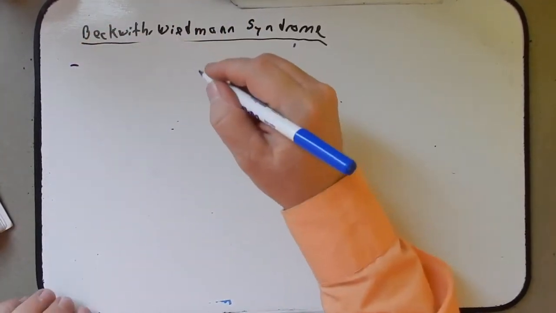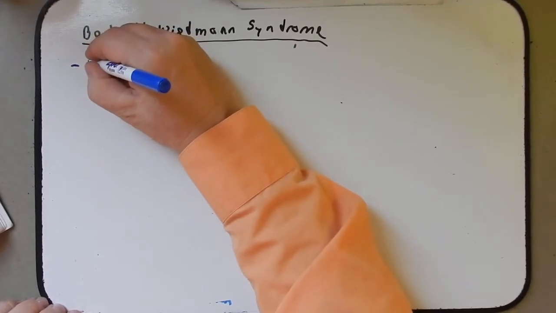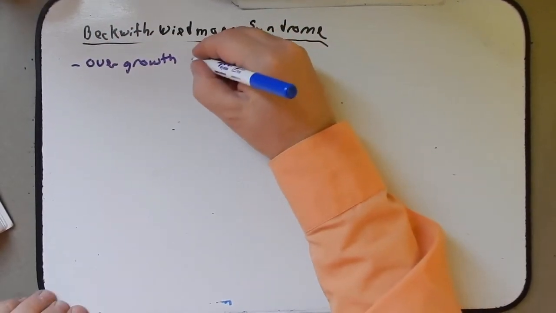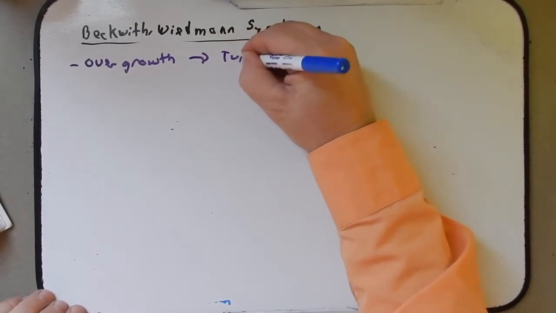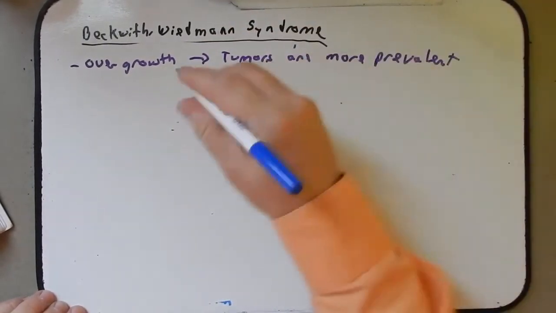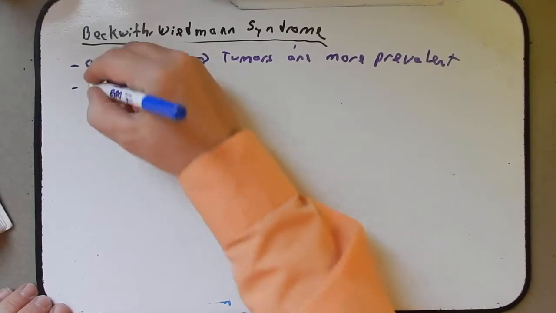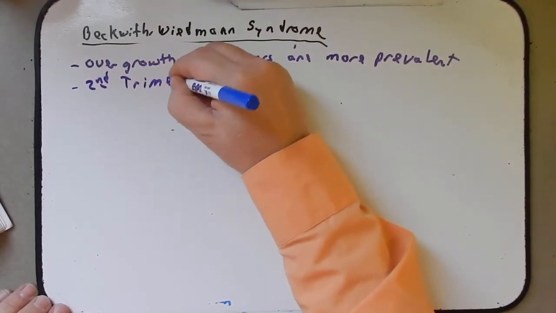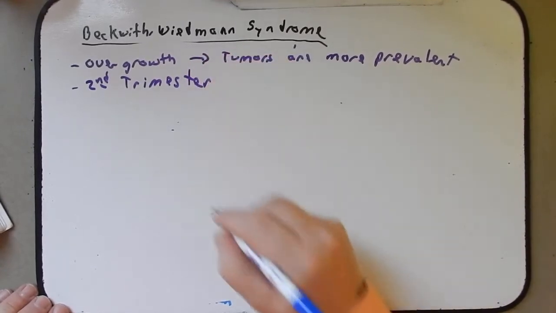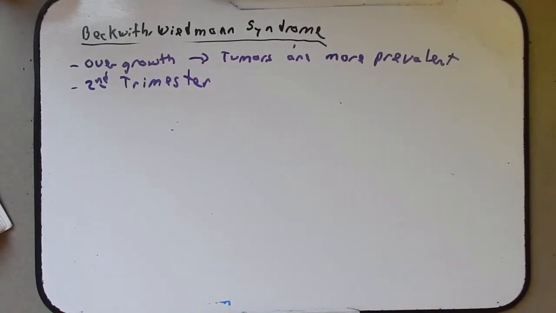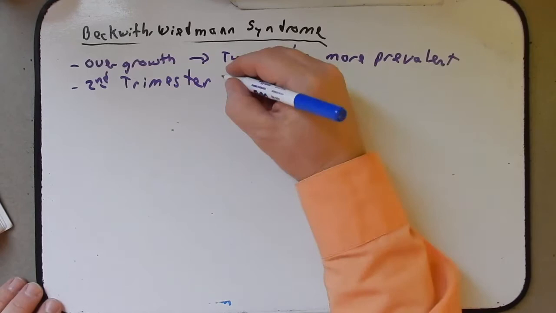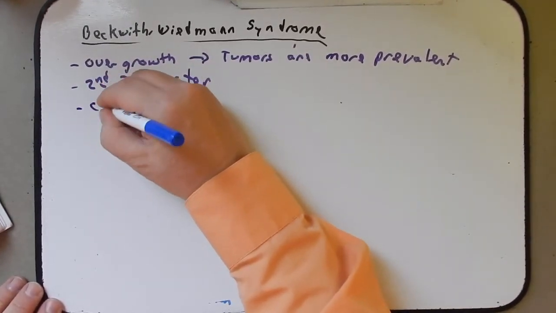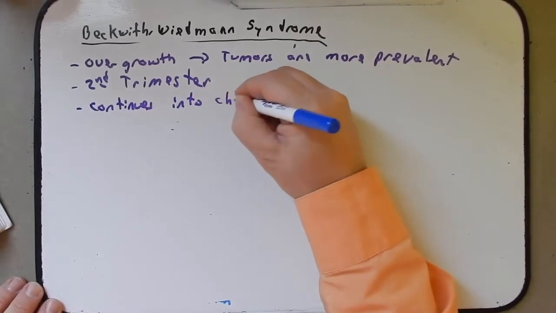So this disease is in general characterized by overgrowth. And because of this overgrowth, tumors are more prevalent in these children. The disease starts in the second trimester, or is first noted, I should say, in the second trimester, when the developing fetus grows at a faster rate. And this overgrowth continues into childhood.